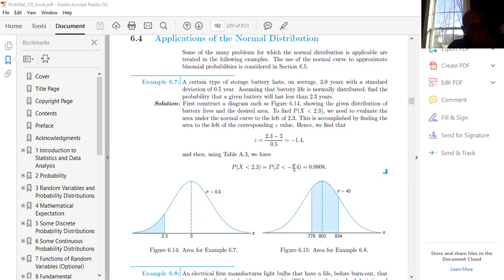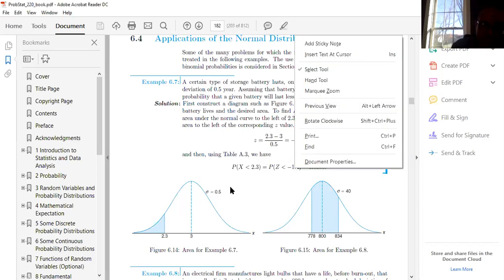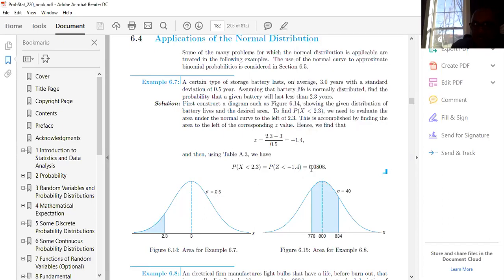These two pages are based on the normal distribution. So you can use the same table and you will get this as the answer. So the probability of that particular battery life being 2.3 years is 0.08. The average is 3, but for that one particular battery life of 2.3 the probability is extremely small. Look, not even 0.08 is a big number. 0.08 is an extremely small number, right?